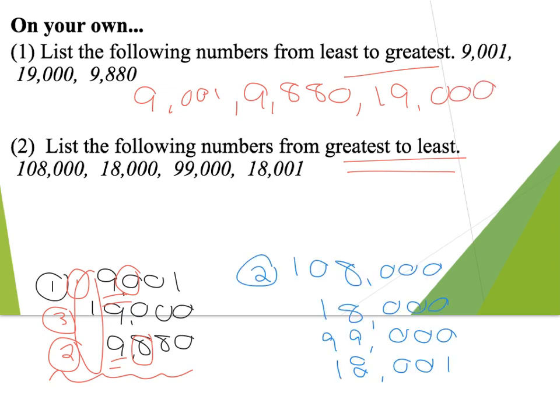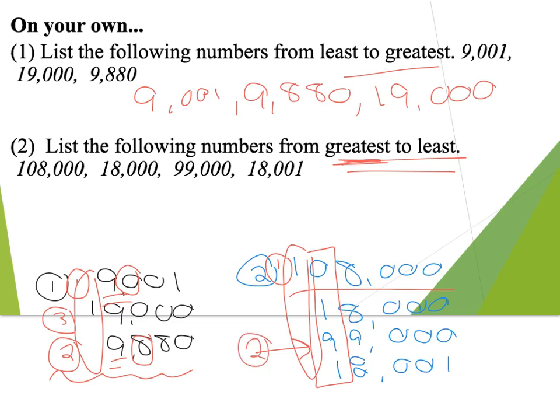All right, and our final problem, I lined up my numbers again as I have before, and I'm going to compare from left to right. Here, the only digit that is in the 100,000s place is the 1 in 108,000, so that's going to be my largest number. I'm going to list that first because we're going from greatest to least this time. Now, if I move on to the 10,000s place, the largest number I have is this 9, so 99,000 is going to be the second number I list.